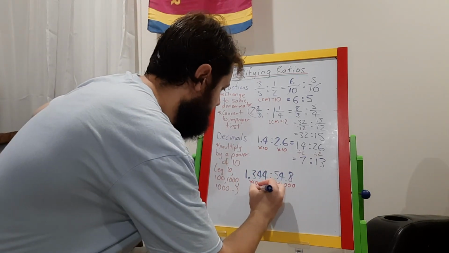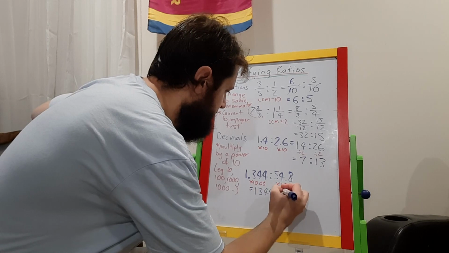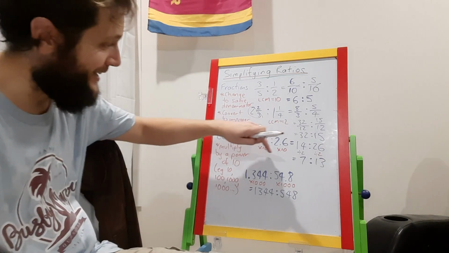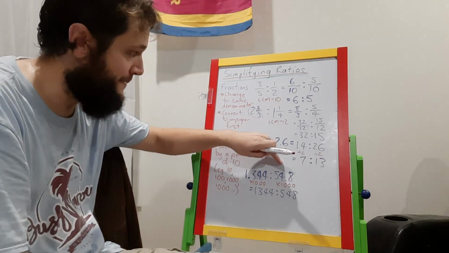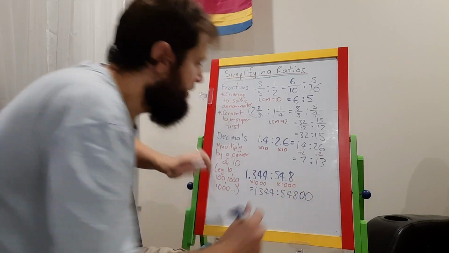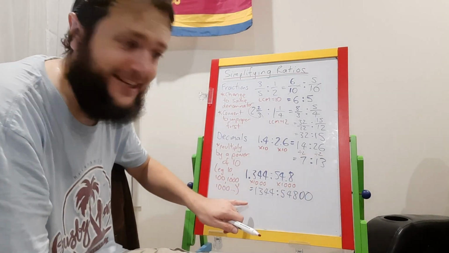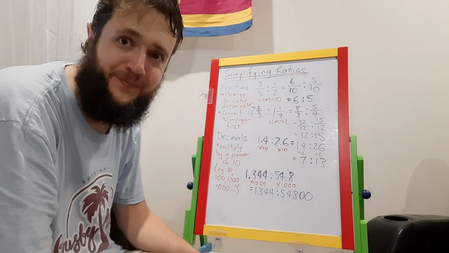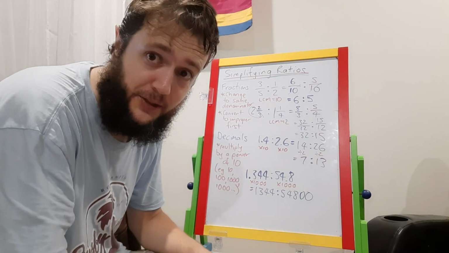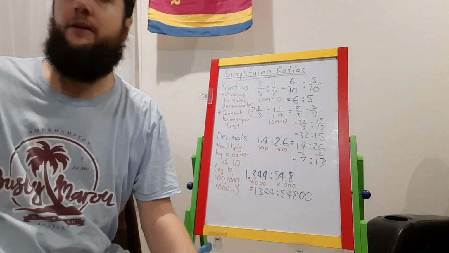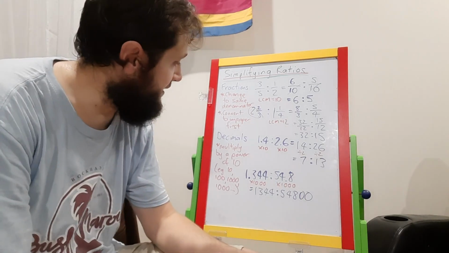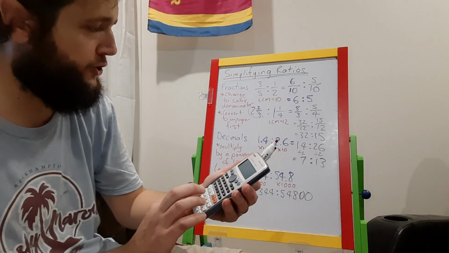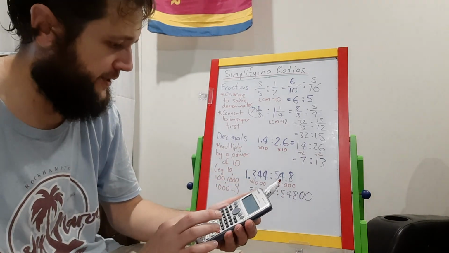We're going to get 1,344 to 548. So 1.344 parts to 54.8 parts is the same as writing 1,344 parts to 54,800. Notice, do multiply by 1,000 correctly. That will really cause you issues if you don't. And, you know, that looks rather ridiculous to simplify. So I reckon we should try the calculator trick on this one.